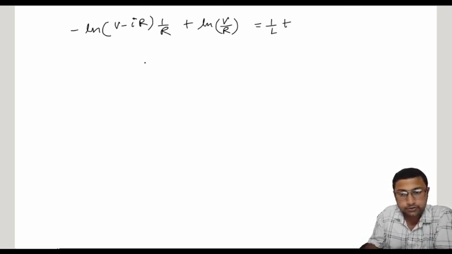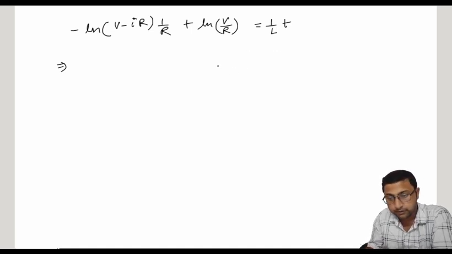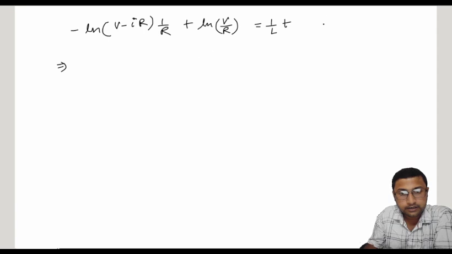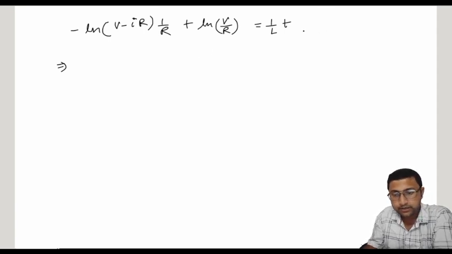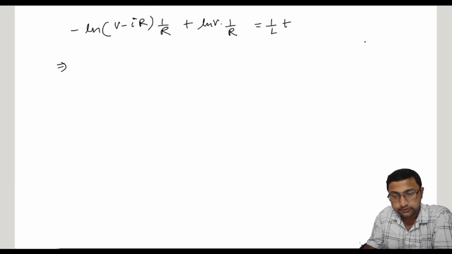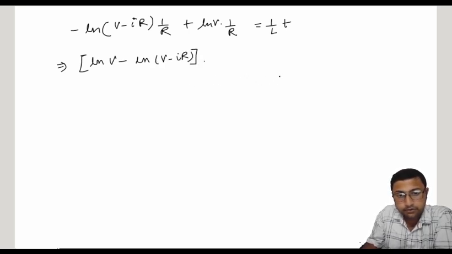From this equation, simply using the property of logarithm, log a minus log b, we can first arrange the equation in such a way. Suppose ln V by R, we can write this as ln V into 1 by R. If we take 1 by R common, it is like ln V minus ln(V minus iR), and the whole thing times 1 by R, is equal to 1 by L into t.